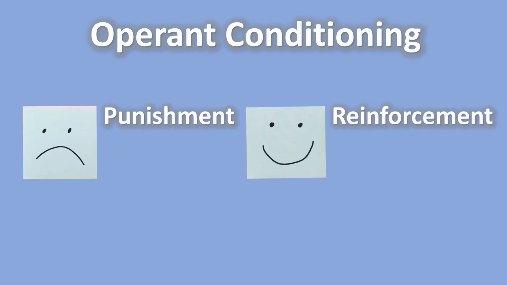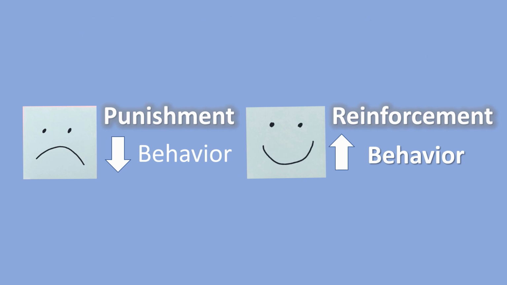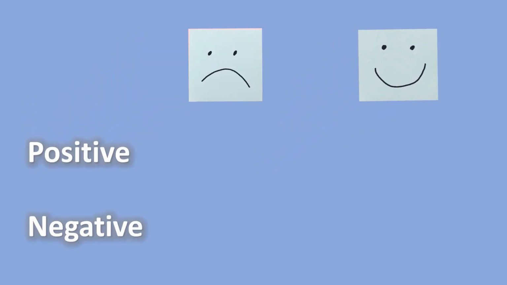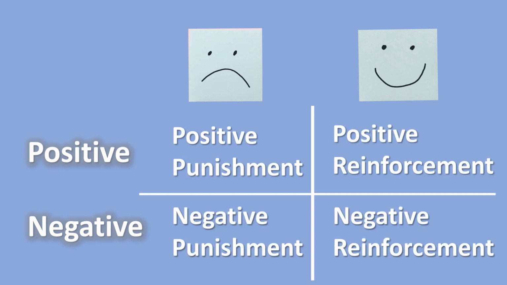There are 4 types of operant conditioning. They can be divided up into punishments and reinforcements. A punishment is anything that discourages a behavior. They're meant to decrease the likelihood of a behavior. Reinforcements are the opposite. They're meant to encourage a behavior. Both punishment and reinforcement can further be divided between positive and negative. So the 4 types of operant conditioning are positive punishment, positive reinforcement, negative punishment, and negative reinforcement.